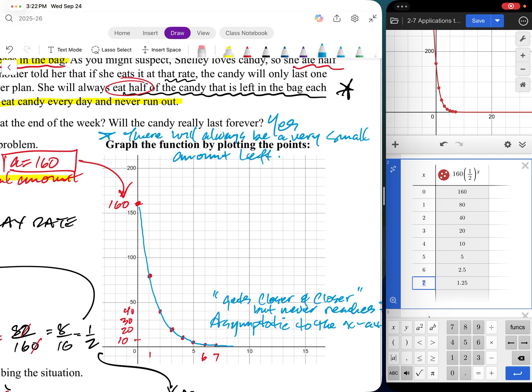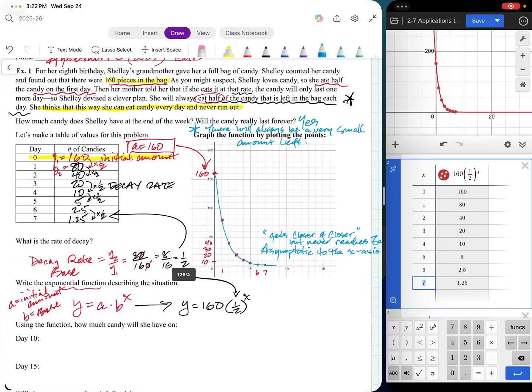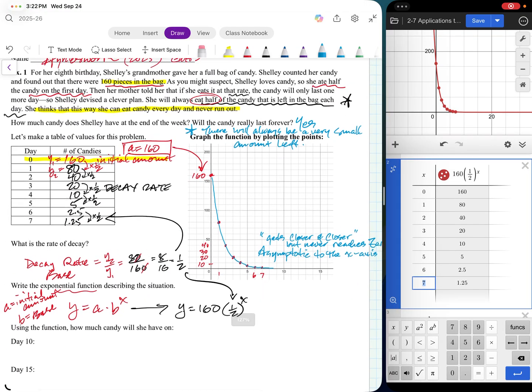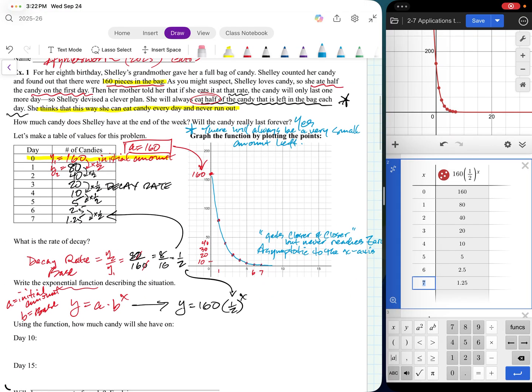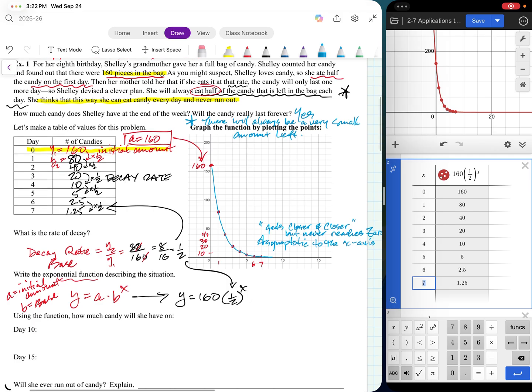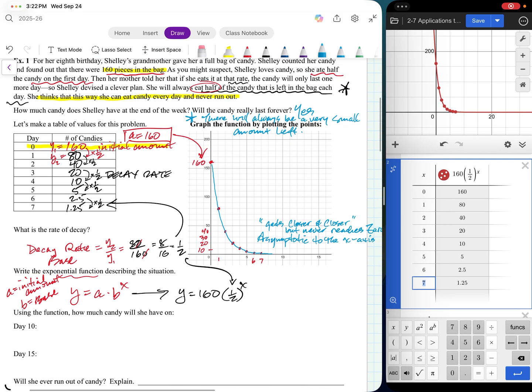Okay, so small that she won't really enjoy it very much. Okay, now let's finish the problem here. It says, using the function, how much will she have on day 10 and day 15? So these are x values. So what is the y value? So when x is 10, what's 160 times 1/2 to the 10th power?